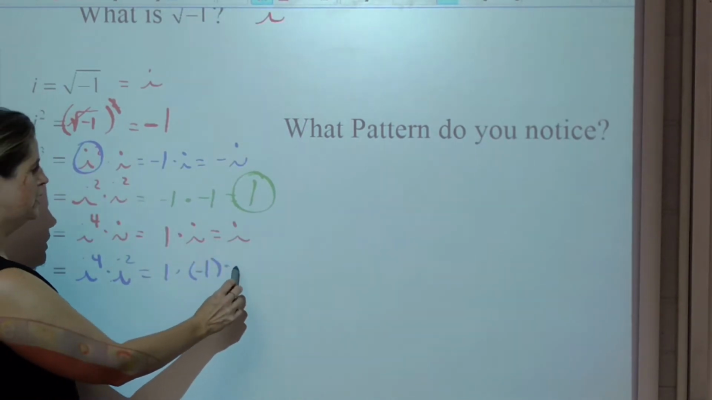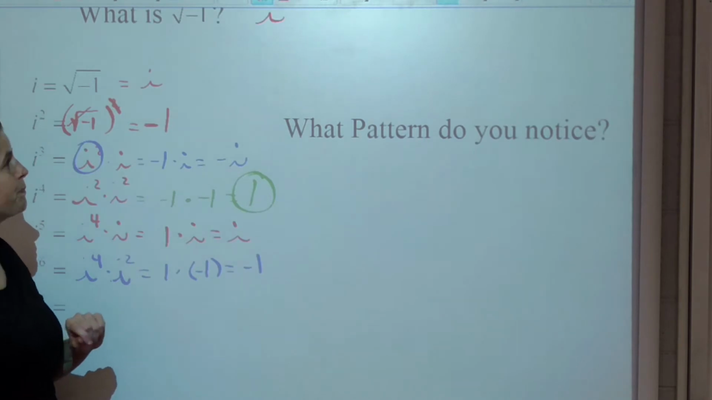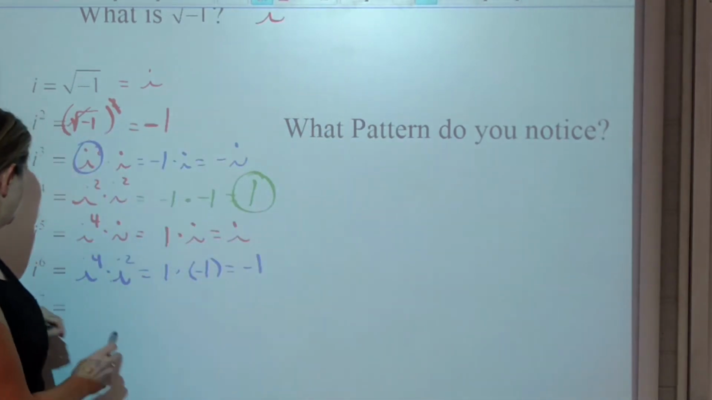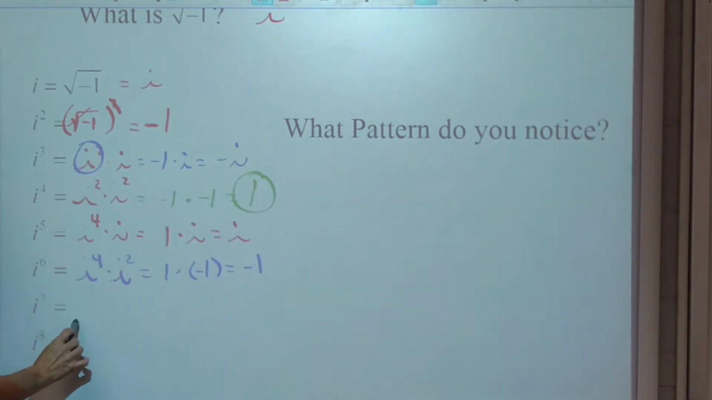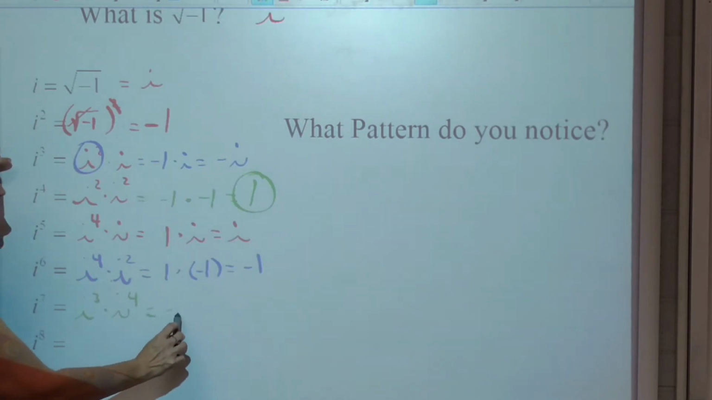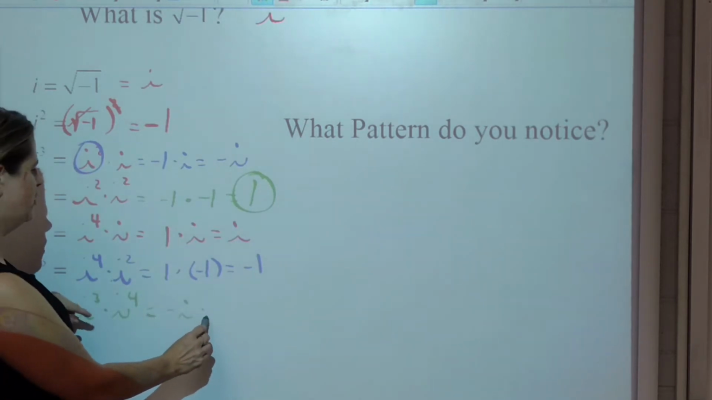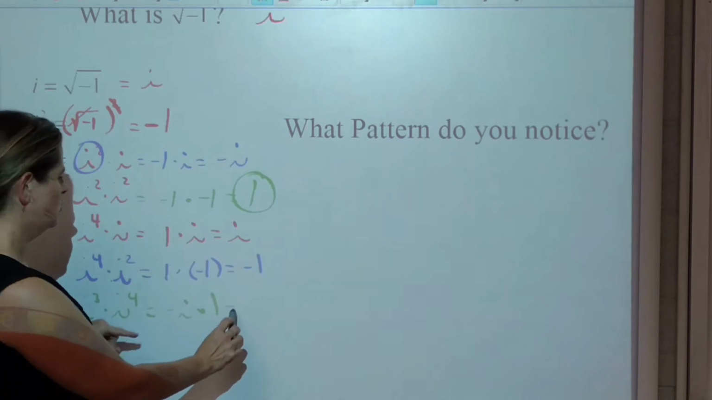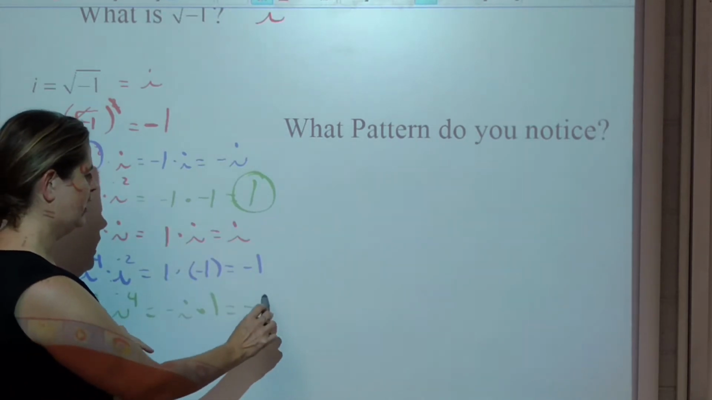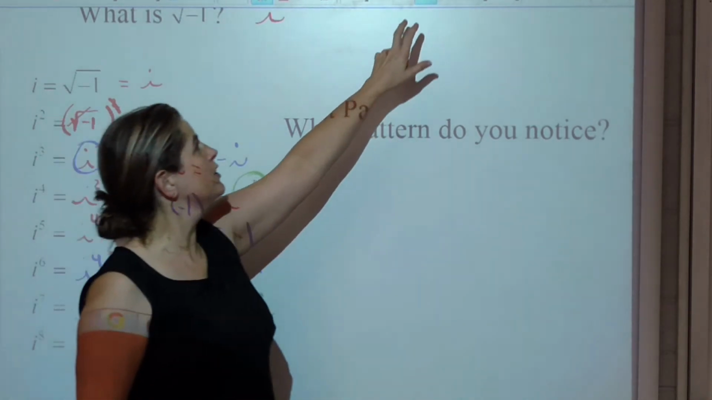1 times negative 1 is negative 1. Then we can do i to the 7th. Well, how about we let that be i to the 3rd times i to the 4th? 3 and 4 make 7. i to the 3rd is going to be negative i, and i to the 4th is a positive 1, which winds up giving you a negative i as that value.